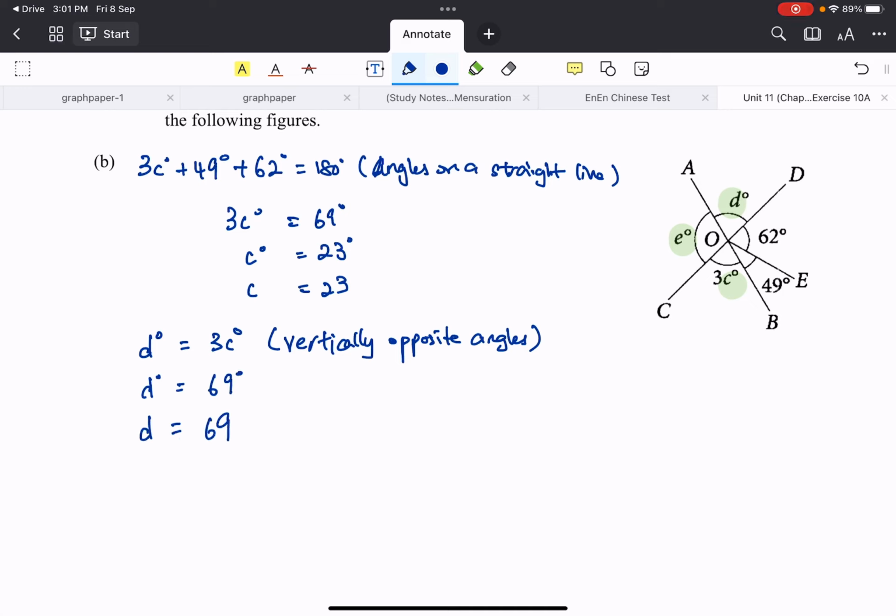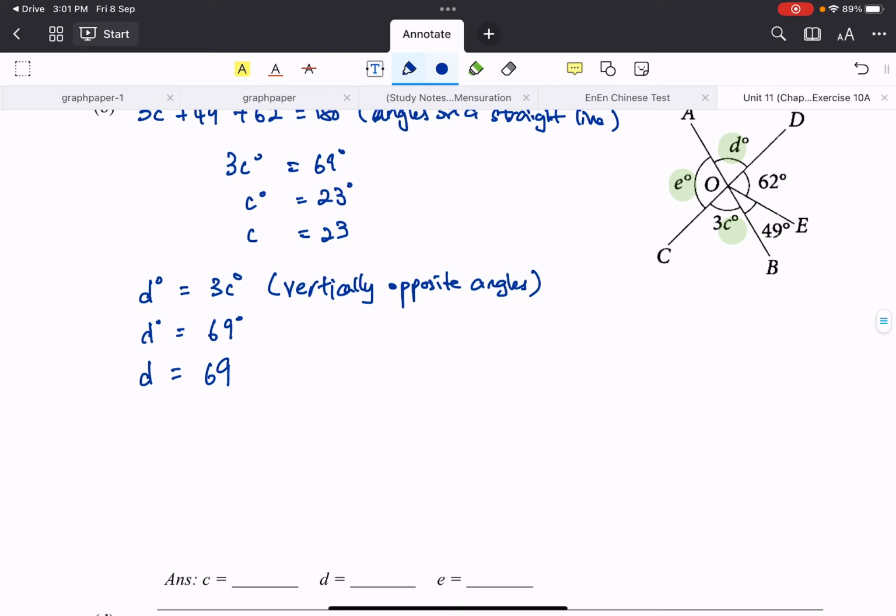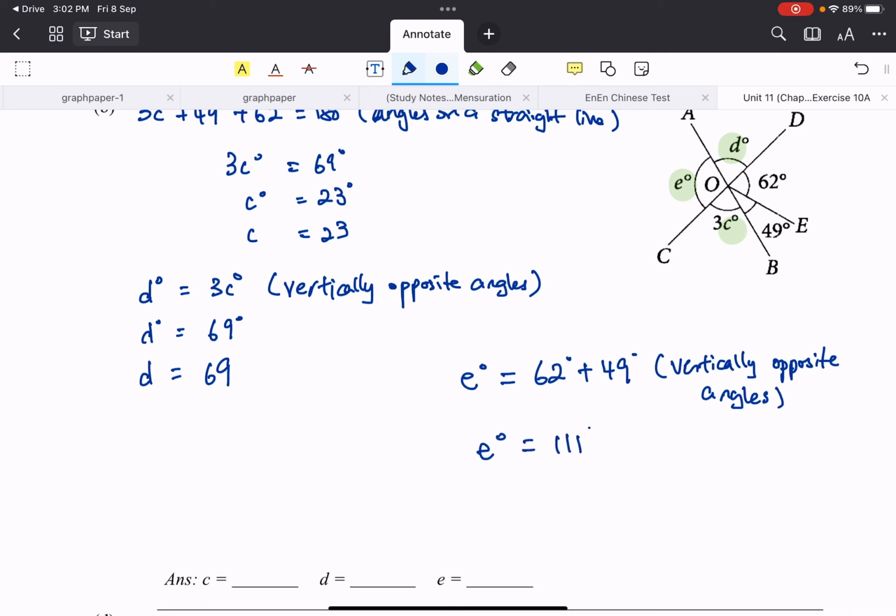Now, how about E, right? So E, okay, again, using vertically opposite angles, we can say that E degrees is simply 62 degrees plus 49 degrees. Again, vertically opposite angles, right? Do write down the reasons, okay? So that gives us E degrees equals 111 degrees, E equals 111.